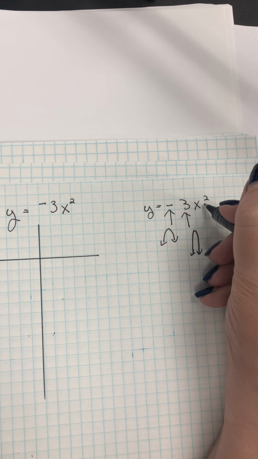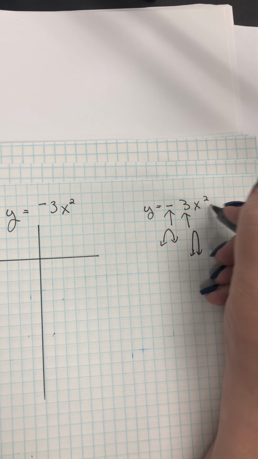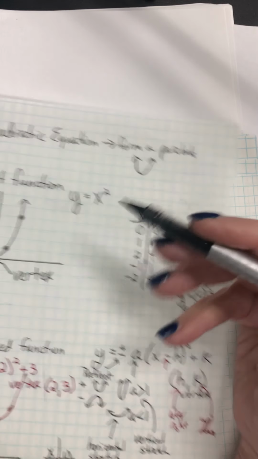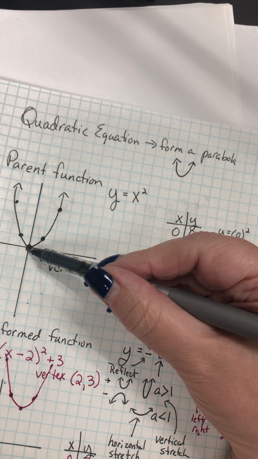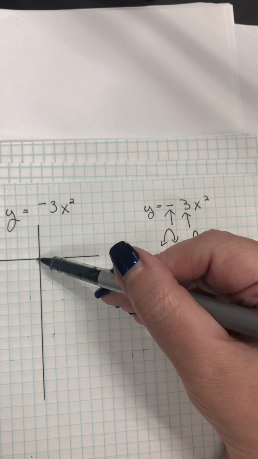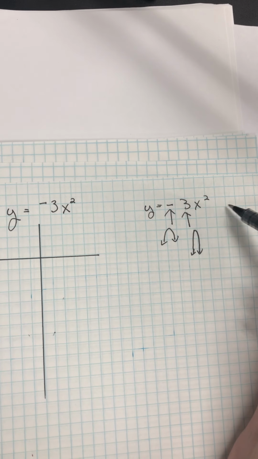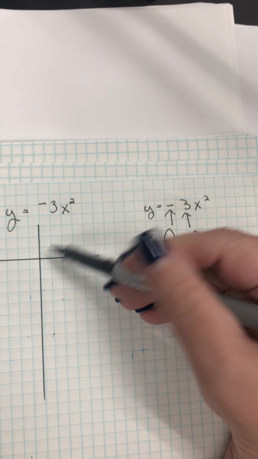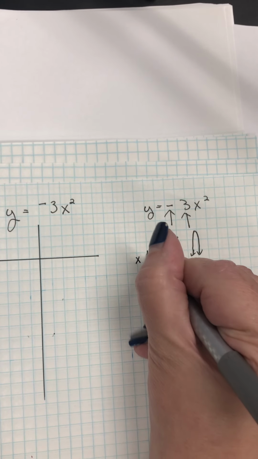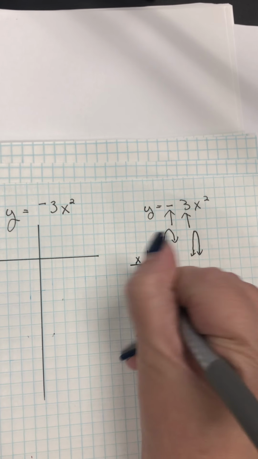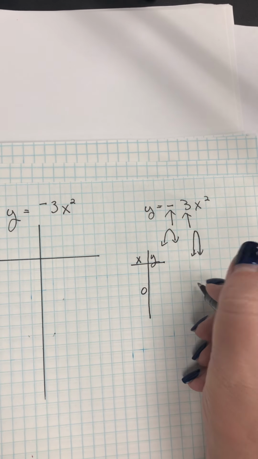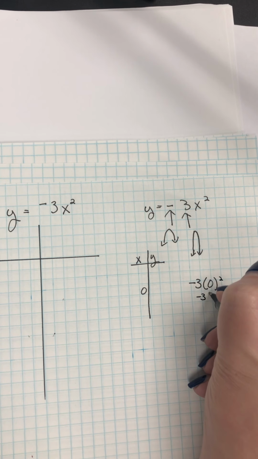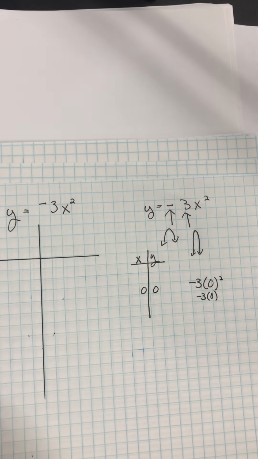Now, I don't have anything being added or subtracted. That means my vertex here is not moved at all. My original vertex for my parent function is at the origin. Since I didn't move it at all, since it wasn't translated at all, I think it's probably still going to be at the origin. So I'm going to test that theory. So if I put in a 0, negative 3 times 0 squared would be negative 3 times 0. I do get out a 0.